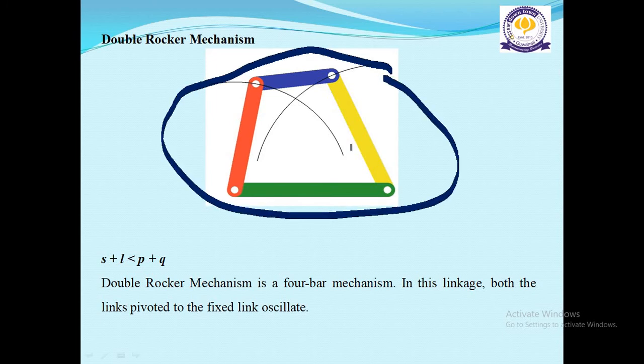So here you can see the double rocker mechanism. Here you have seen the curves. This is how it moves. So here you can see S plus L is less than P plus Q. So double rocker mechanism is a 4-bar mechanism. In this linkage, both the links pivoted to the fixed link oscillate.